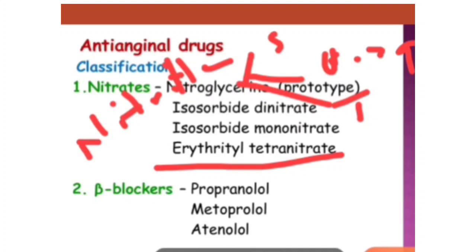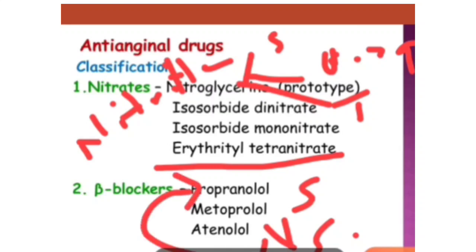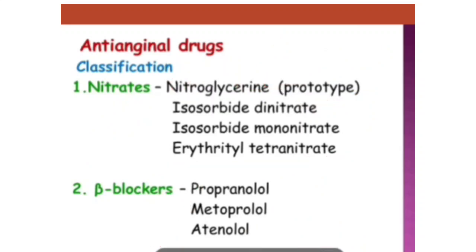Then we move on to the beta blockers. Beta blockers are of two types: selective or non-selective. Propranolol is non-selective, and metoprolol and atenolol are the selective drugs.